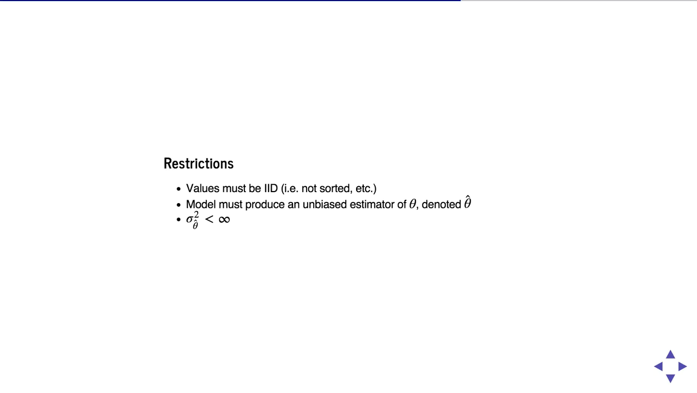And unfortunately, the model also has to have an unbiased estimator of what you're looking for. If not, then your theta hat becomes biased, and that would also translate into the theta hat bar, and you no longer have as much power. It's not as consistent. And also, of course, the variance of your theta hat also has to be finite. If not, then the central limit theorem does not hold, and things break down. Your model is no longer valid.